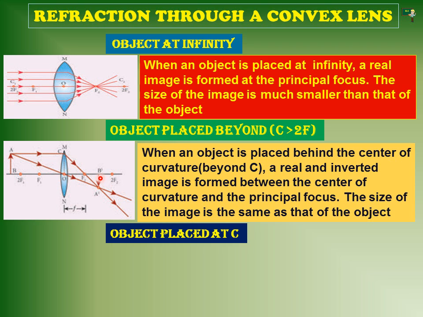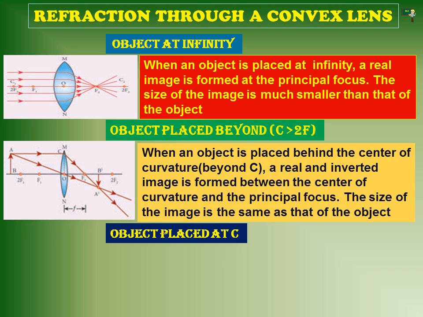When an object is placed behind the center of curvature, a real and inverted image is formed between the center of curvature and the principal focus. This is the principal focus. The size of the image is the same as the object. You can see the size of the image AB is the same as A dash B dash.